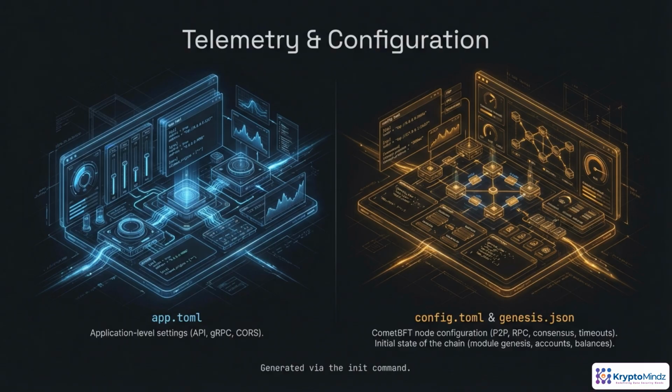Once your chain is scaffolded, the real control surface lives in the config files. Think of app.toml as everything the outside world touches: API, gRPC, CORS, telemetry endpoints, and how the node exposes your application. This is where you tune observability and operator ergonomics without touching code. Then config.toml and genesis.json describe the chain as a system: P2P and RPC behavior, consensus timeouts, and the initial state of every module, account, and balance. Together, these files are your primary levers for changing network behavior safely without redeploying binaries.